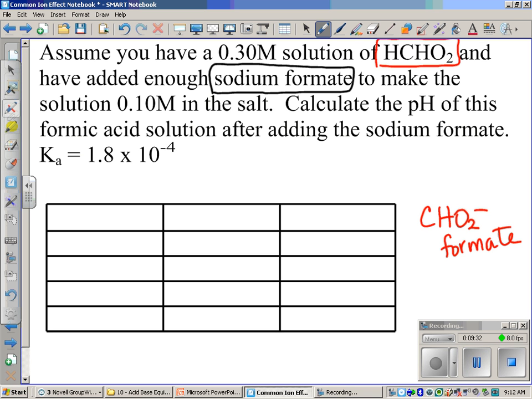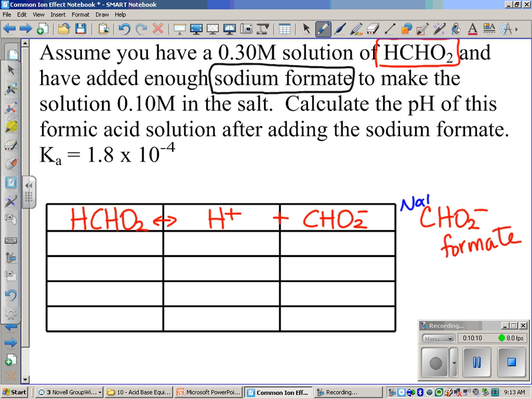So we have an acid, a weak acid. The basic salt has been added to the solution to make the salt 0.1 molar. Calculate the pH of this formic acid solution after adding the sodium formate. So here's our process. Start by getting your equation into your table. The equation we put in the table, because this is a combo of a weak acid and a salt, means we go back to just using the acid equation. That is the primary part of this solution. We are not ignoring the fact that we have added a salt. We are only going to represent the salt where it belongs.